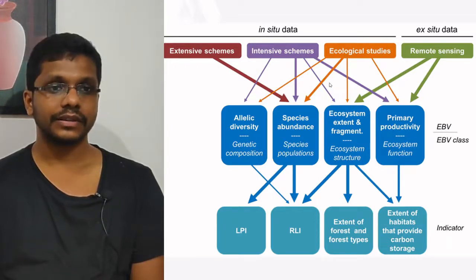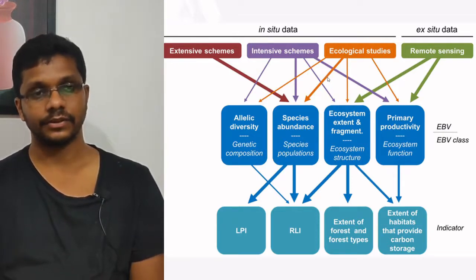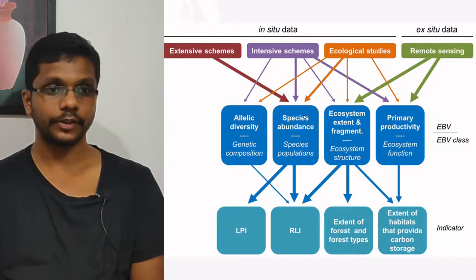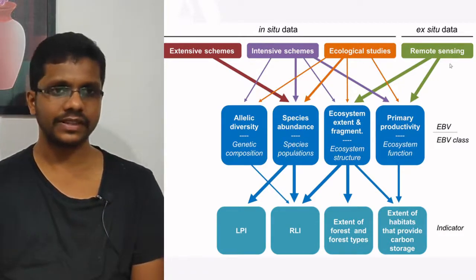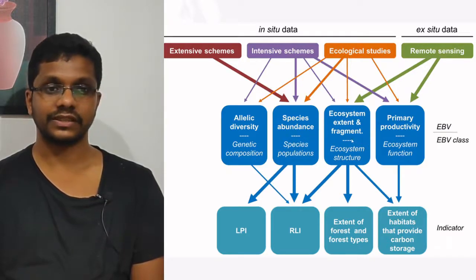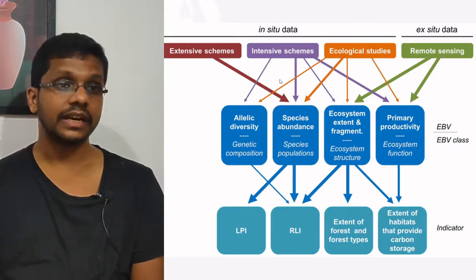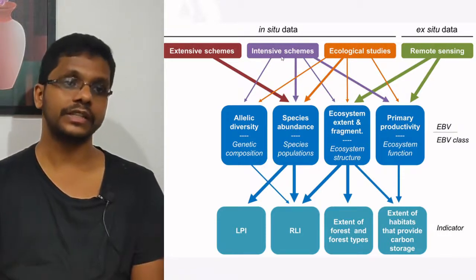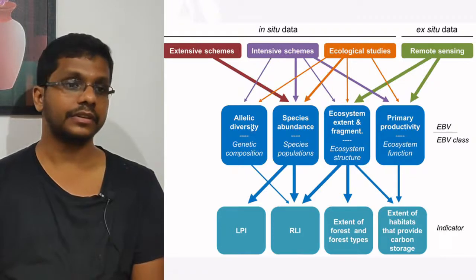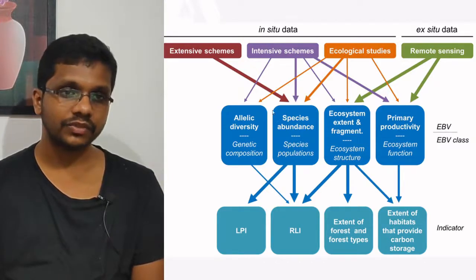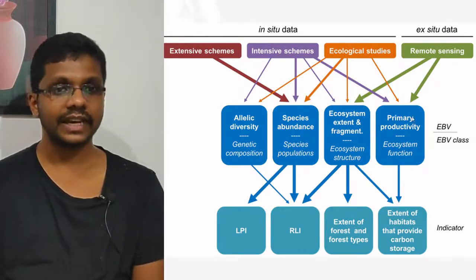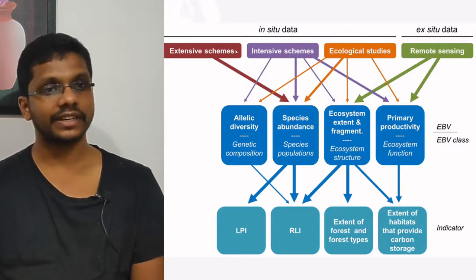Okay, you can see the difference in the thickness of the arrows. Ecological studies mainly contribute to the species population or species diversity. Maybe remote sensing can give data about the ecosystem structure and ecosystem function. Intensive schemes can produce data to derive all types of EBVs. Extensive studies are basically about the species abundance. Okay, so for each of the biodiversity variables, we can pull out data from different types of studies.